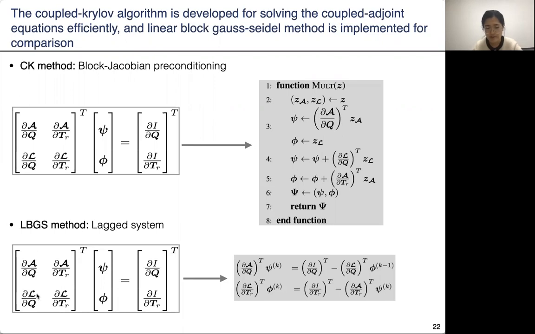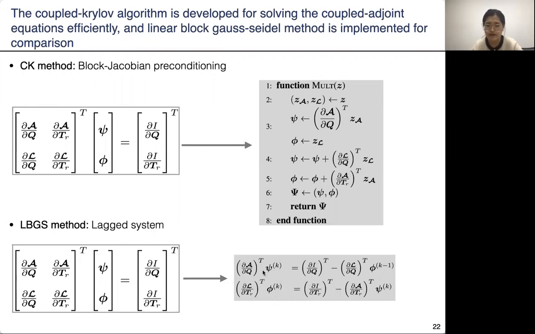For this method, we move the off-diagonal terms to the right hand side. Then it results in a lagged system. We iterate those two equations until a target tolerance is reached. Those two systems are converged to their respective tolerance before proceeding to the other.